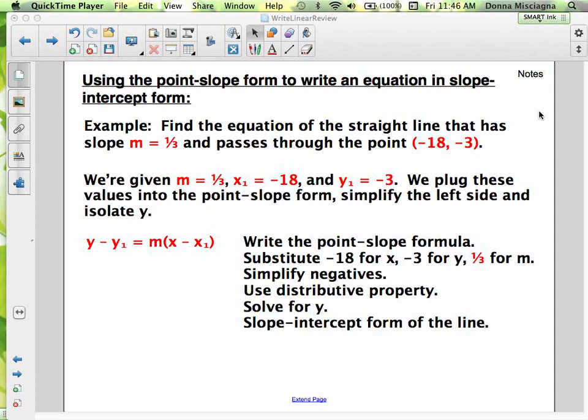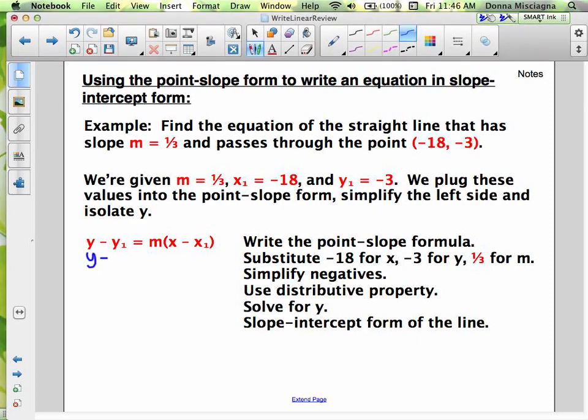Right? So the x-coordinate is x1, the y-coordinate is y1. We plug these values into the point-slope form, simplify the left side, and just isolate y. Right, so here's the point-slope form. And now we're going to just substitute the -18 for y1, the 1/3 for m, and the -3 for x1. And we want to simplify the negatives.